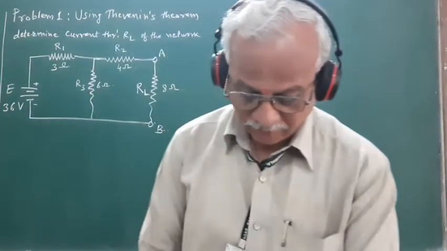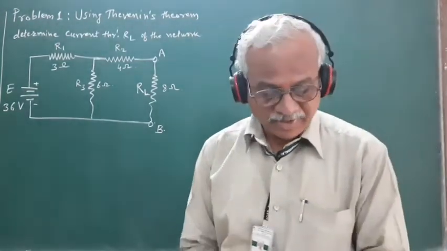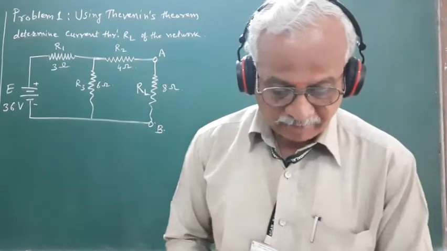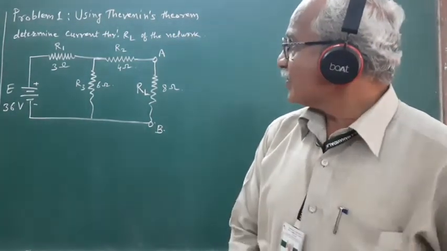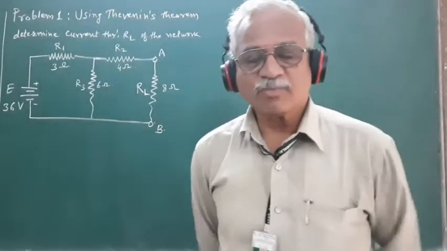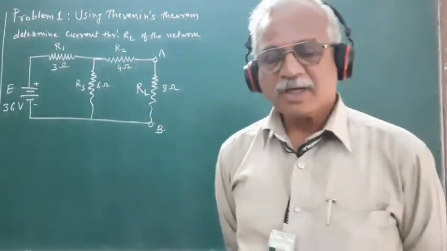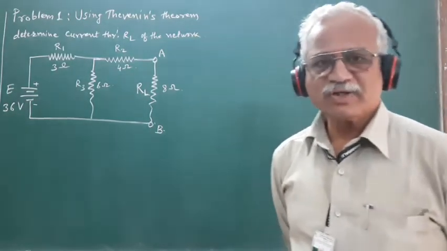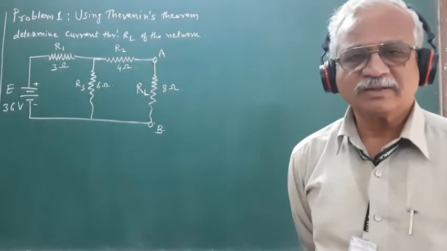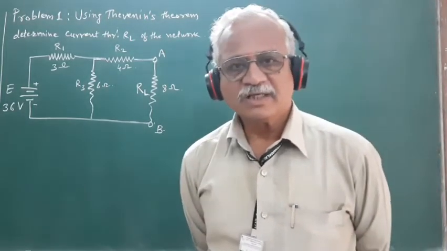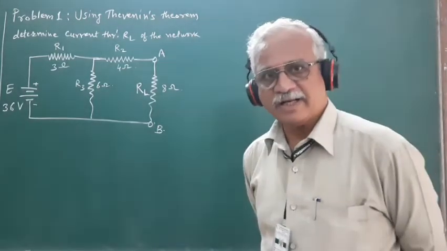Good morning. So today we'll see some problems on this first chapter on network theorems. First we'll see the problems related to Thevenin's theorem. By using Thevenin's theorem, we are asked to obtain the Thevenin's equivalent circuit and to find out the current through the load resistance RL.